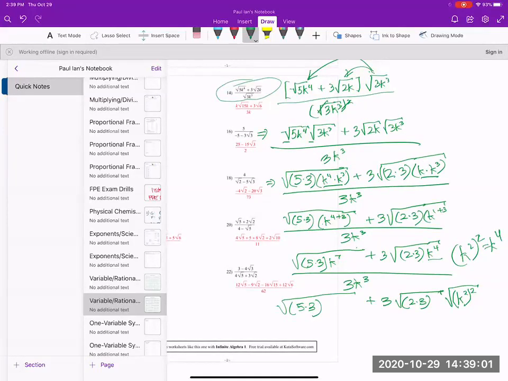So let's see if we can separate that. So let's see, k to the 7th, and they got k out of it. 6, 3 times 2 times. You could separate it out. 2 plus 5, no. What did they do?